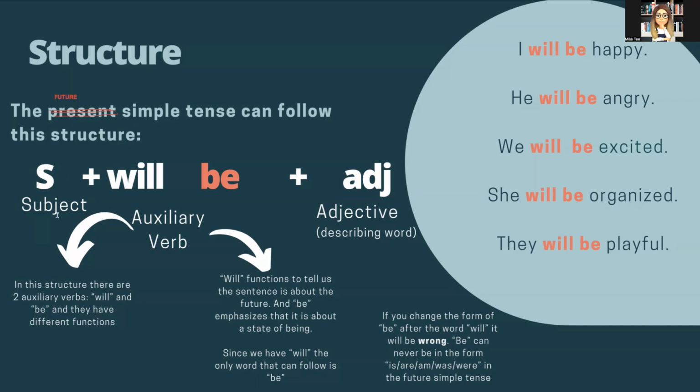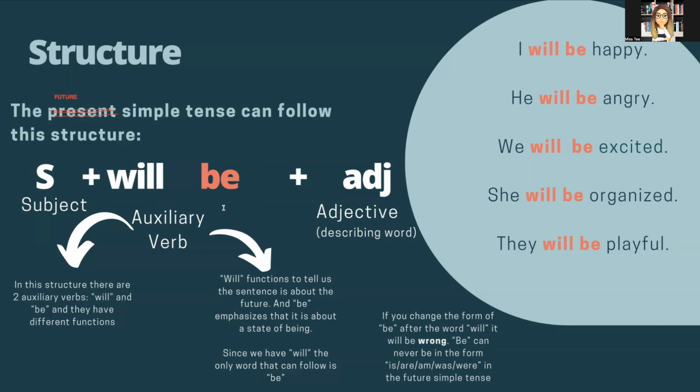So we have the subject plus the auxiliary verb. Now, instead of having a main verb, we actually are only going to have the word be plus the adjective. And so this is used to talk about a state of being rather than a main action that's happening in the sentence. Our last structure was about a main action. Now we're talking about a state of being or a condition.